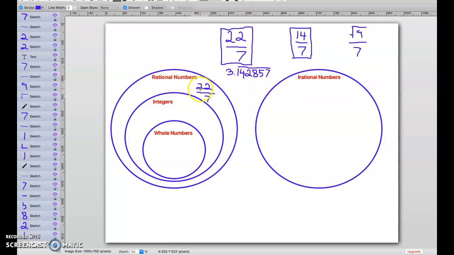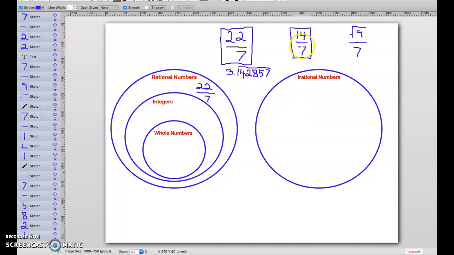But it's not an integer. An integer is when a number can be written without decimals. This thing right here can't be written without decimal places. So that means 22 over 7 can't be written without decimal places. So 22 over 7 stays in this circle. It doesn't go into the integer circle. So 22 over 7 is a rational number, but it's not an integer and it's not a whole number.